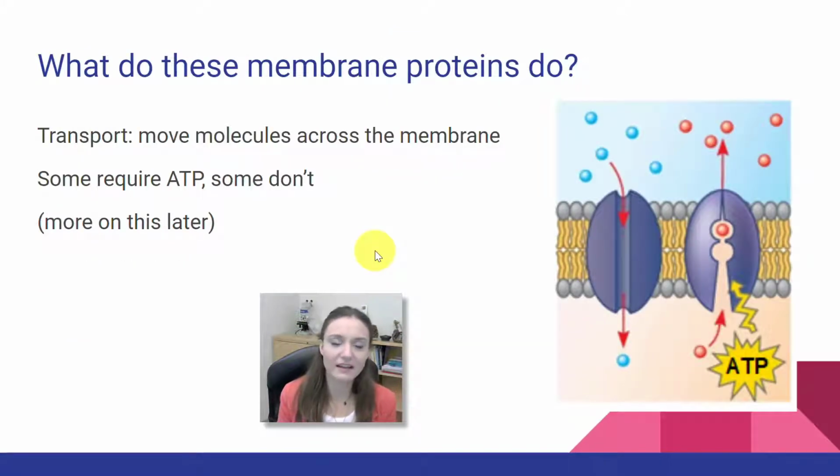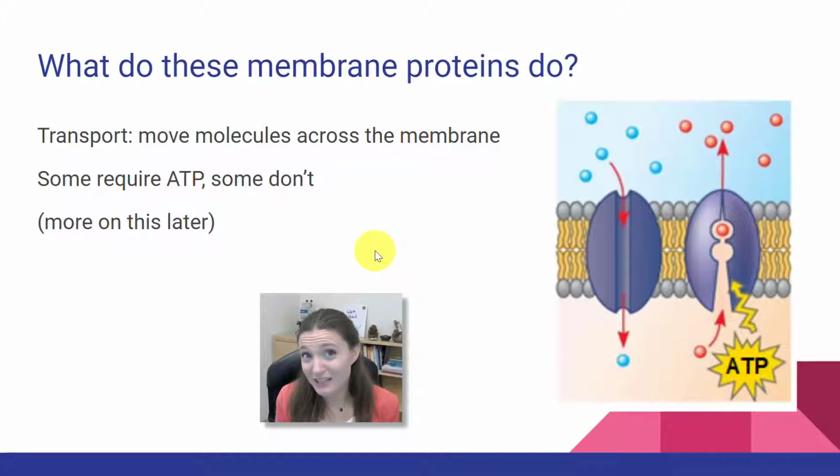Let's just take an overview of some of those proteins and what they do. A lot of these proteins are used for transporting molecules across the membrane. We'll talk about what can move across the membrane and how it moves across later, but a large portion of these proteins are used to move molecules across the membrane.